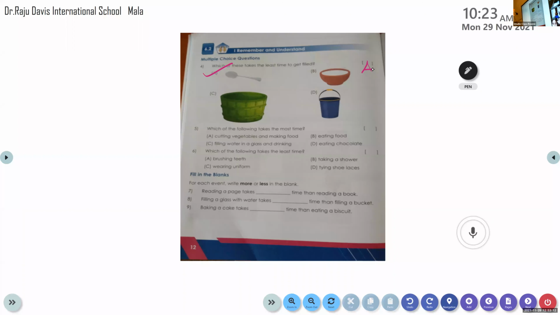Least time means less time. Now, question number 5. Which of the following takes the most time? Means more time. And here it is given. A. Cutting vegetables and making food. B. Eating food. C. Filling water in a glass and drinking. D. Eating chocolate. Which takes more time? Option A. Cutting vegetables and making food. So you can write capital letter A inside the brackets.